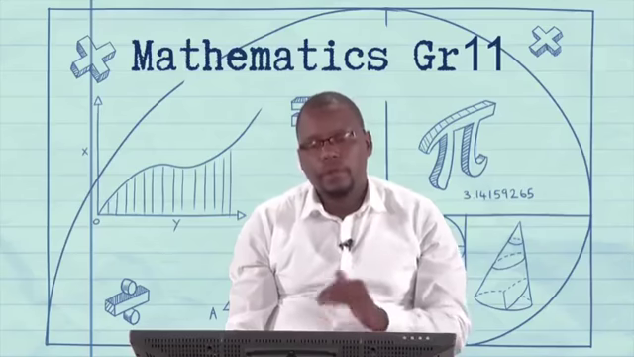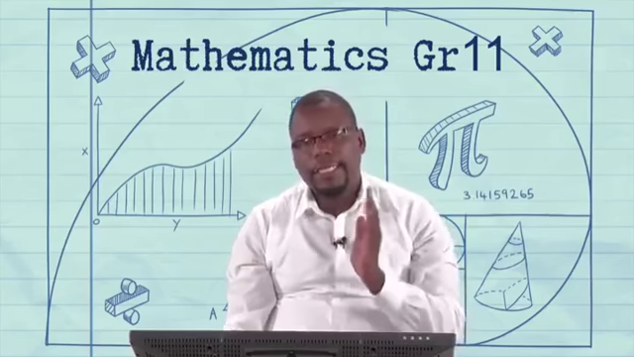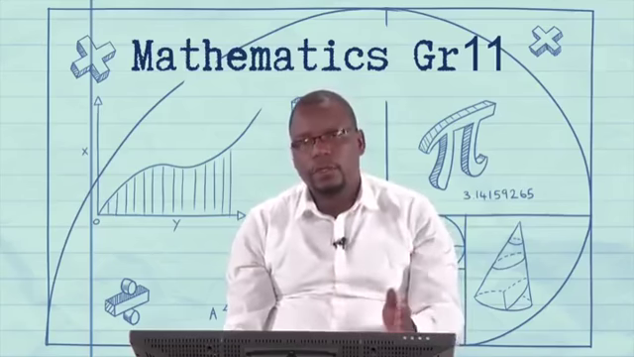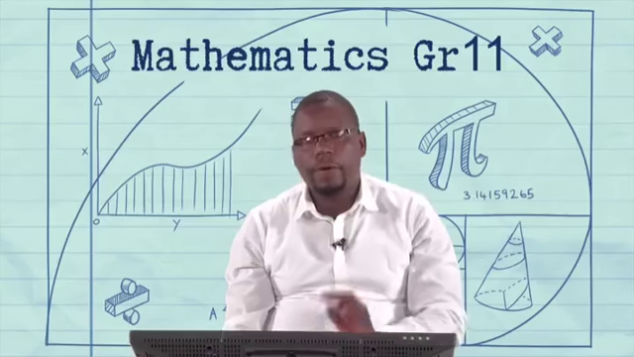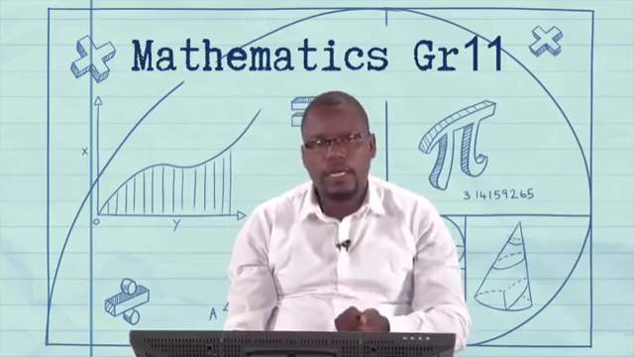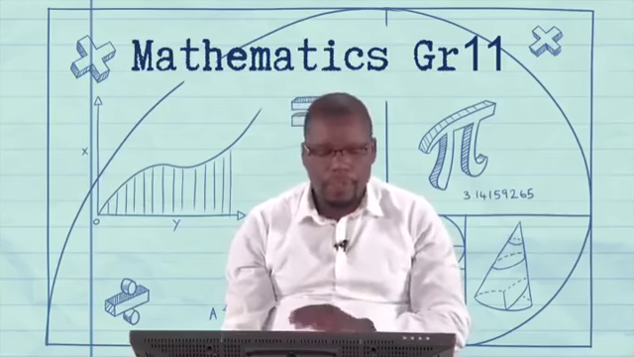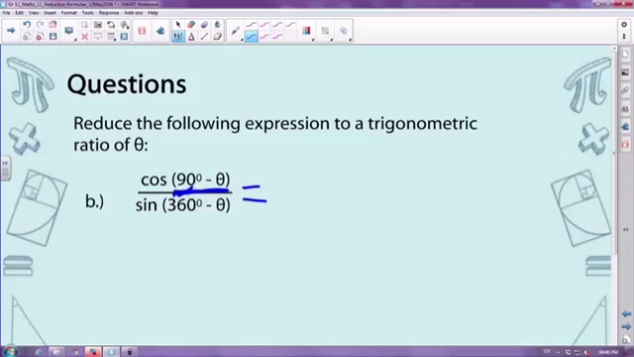Okay, now let's go back. We said the 90 degrees and the 270 change the nature of your sine or cos or tan. So sine changes to cos, and cos changes to sine, and tan needs to change to cot. Now we've got a 90 degrees, so it means that your cos is going to be sine. So you have sine of theta, divided by 360 minus.